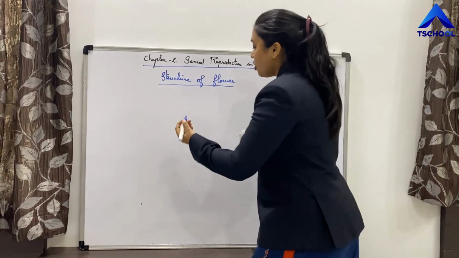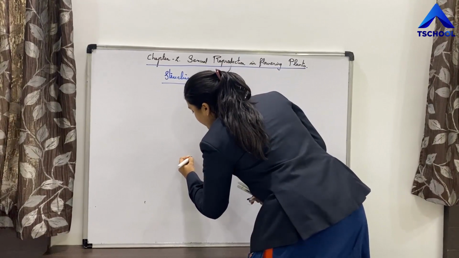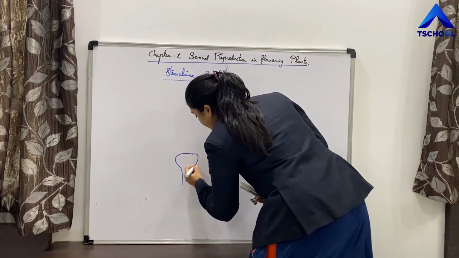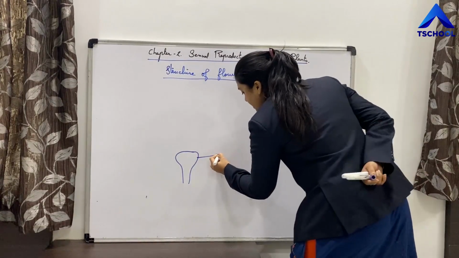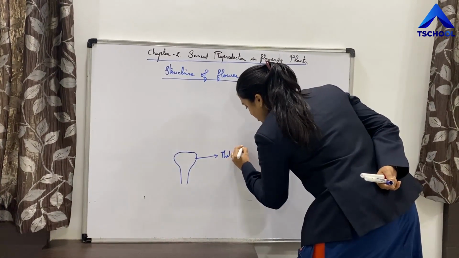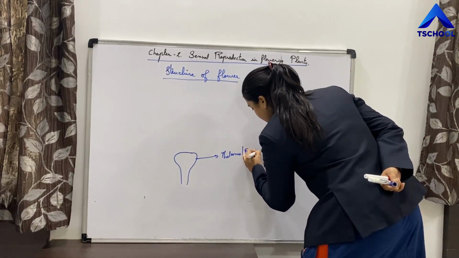Talking about the structure of a flower, a flower is a modified stem which rests on a body. That body is called a thalamus or receptacle. So this is the thalamus or receptacle.